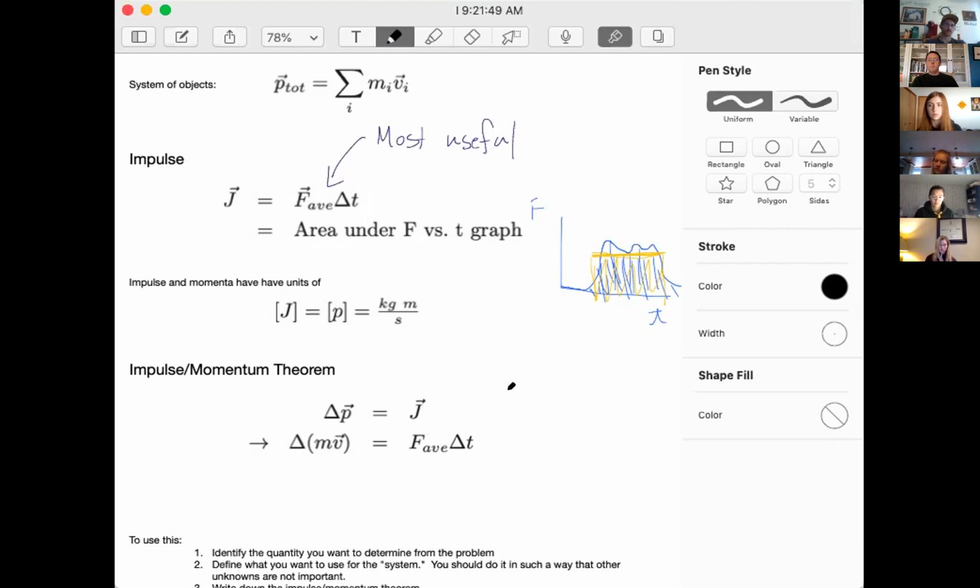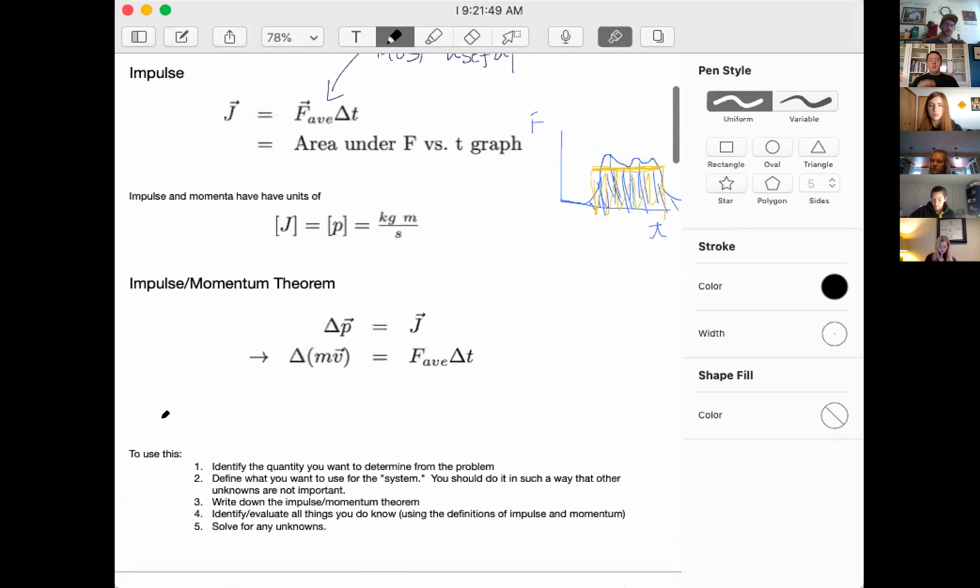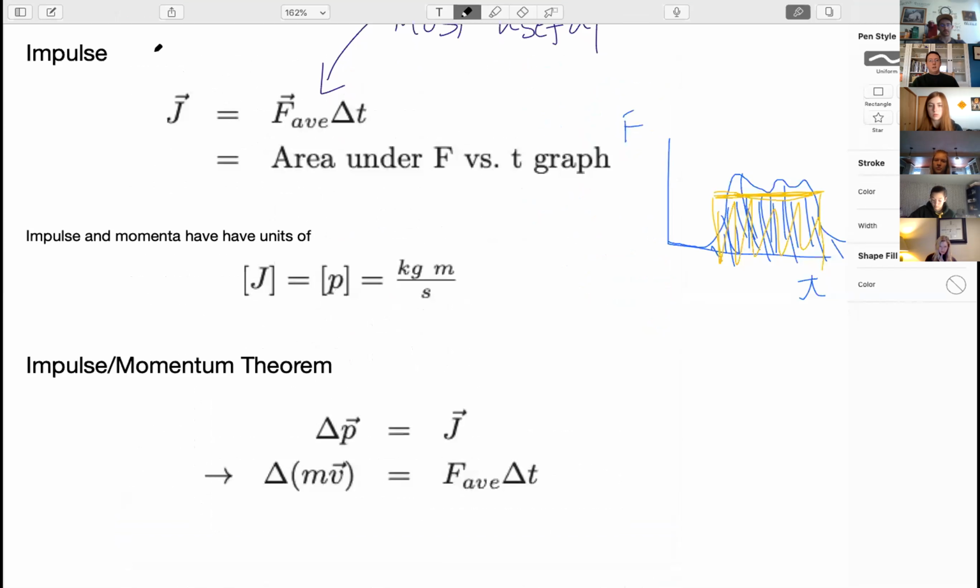All right, and here we come to the most important thing. That's why it's got the arrow. All right, the impulse momentum theorem is as follows. It says that the change in momentum of a system, and it works for any system, so first you define the system, the change in the momentum inside that system equals the total impulse acting on it over some amount of time. It doesn't matter. It works no matter what.